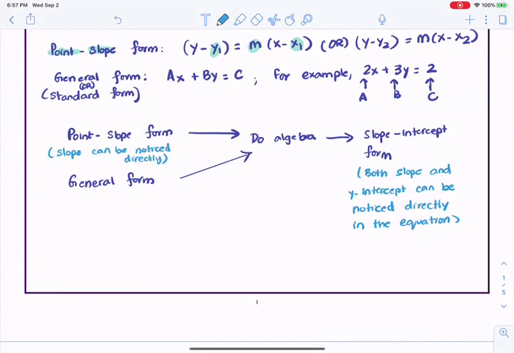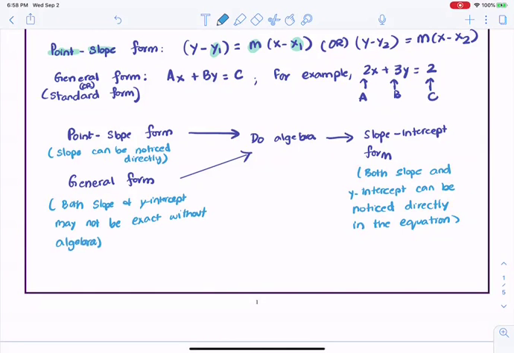Unless you do algebra, in which case you'll just convert it to slope intercept form. In the general form, only, well, technically, I should write it as this is a better way of writing it.